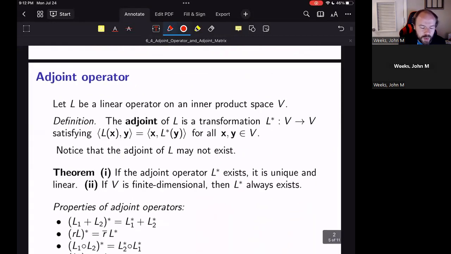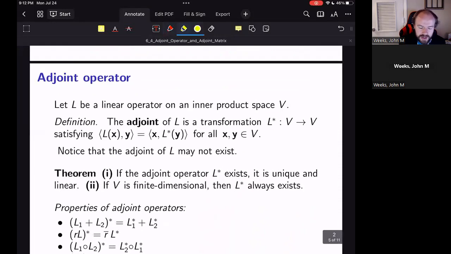Indeed, the adjoint of a transformation L, which we write L star, notice that this is an adjoint linear operator, is the operator that satisfies this equality, the one that takes the inner product of L of x and y to the inner product of x and L star of y, for all x and y inside of your vector space.